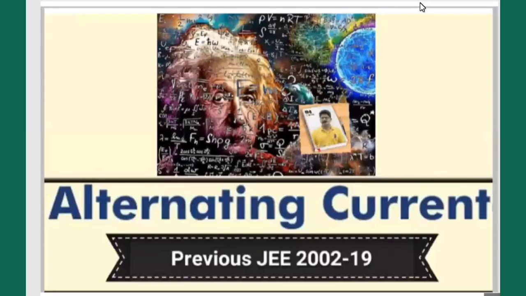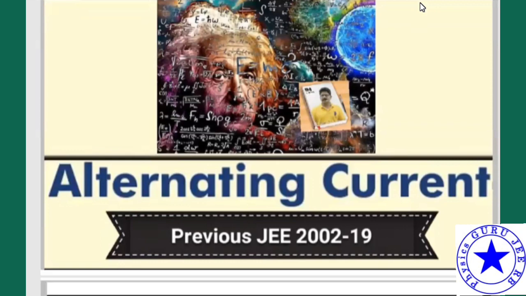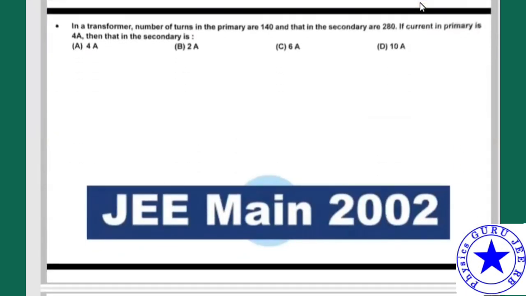So good evening all. Today we are going to discuss alternating current previous JE questions from 2002 to 2019. Let me start off with the first question. Here in the first question we have a problem about a transformer. So if you can read that question, what is it saying here?